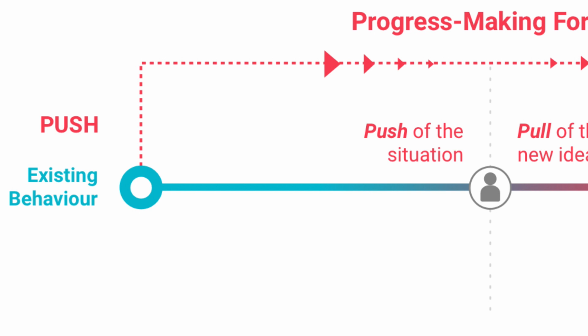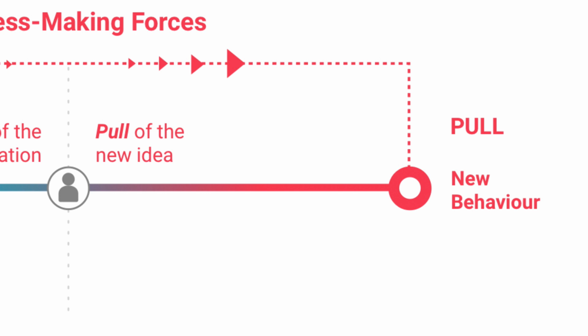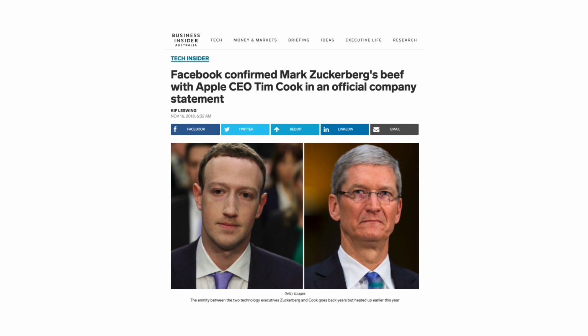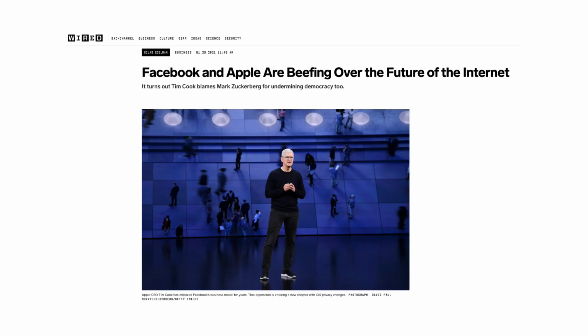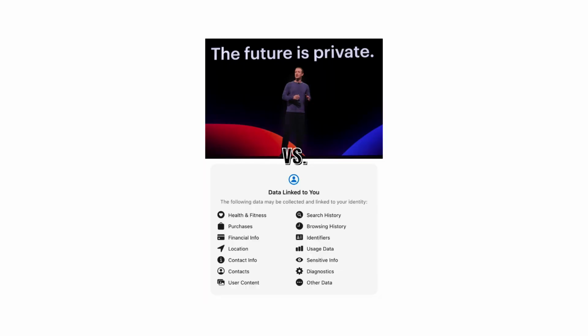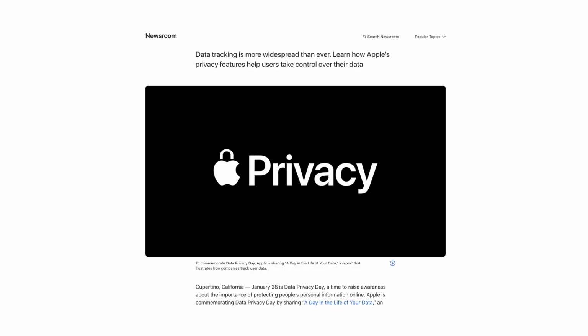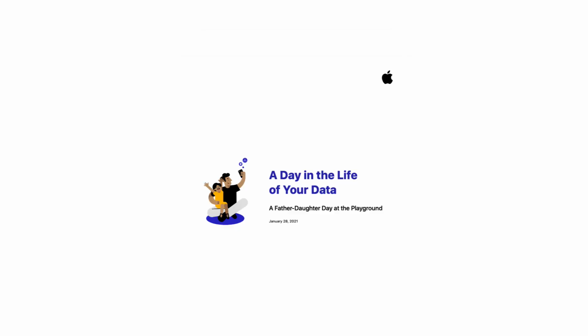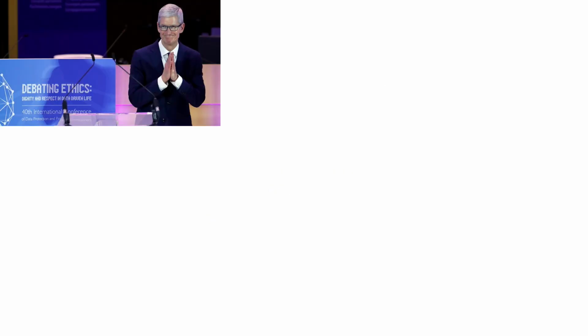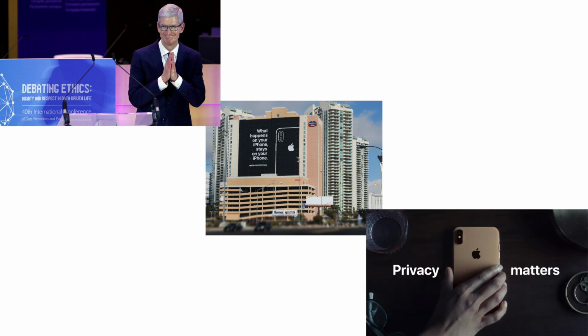All right, what about pull? Well, a decent example of this that's pretty high profile is the Apple versus Facebook battle. Apple's pushing hard to try and differentiate, attempting to better explain their ethical data practices. Their day in the life of your data report is an interesting demonstration of that. So why are they doing this? Well, they see more ethical data practices as a distinct competitive advantage.